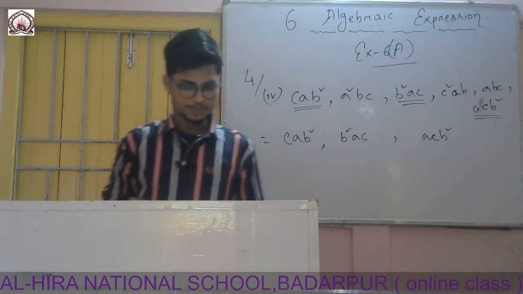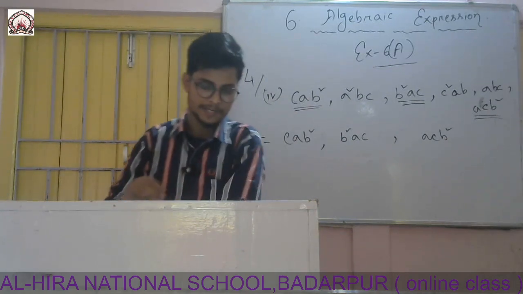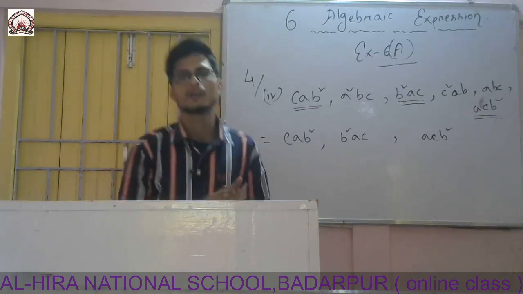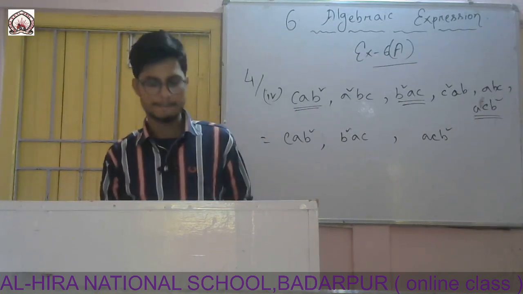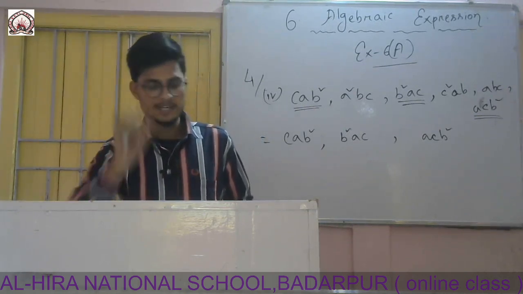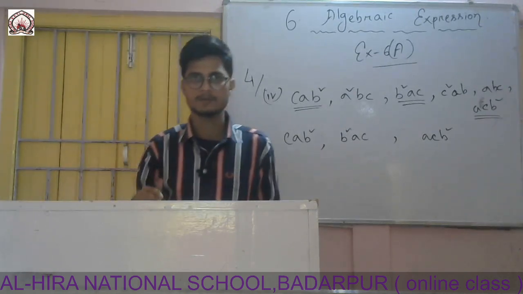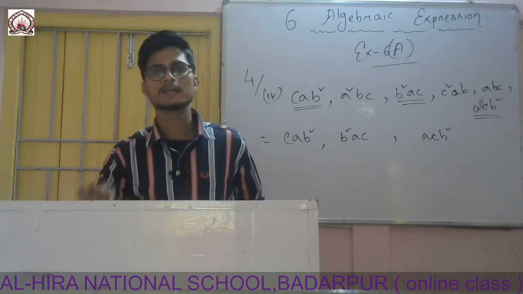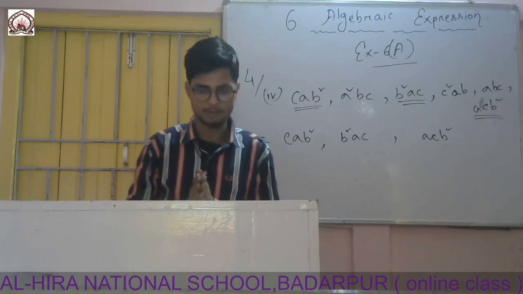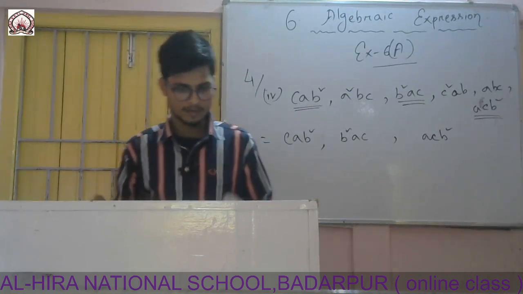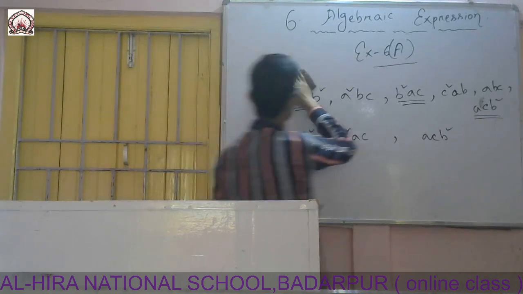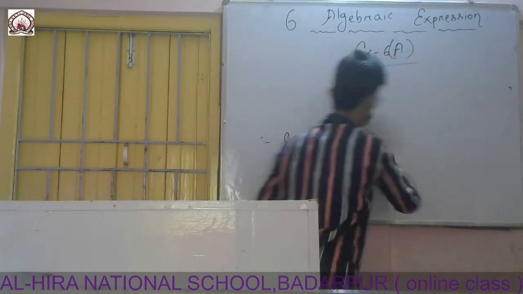So now question number 5. Identify polynomials from given algebraic expressions. So to identify a polynomial, it is very easy. If the variable part is on the numerator, then it is a polynomial. If it is in the denominator, that means it is not a polynomial. So see question number 5, Roman number 1.